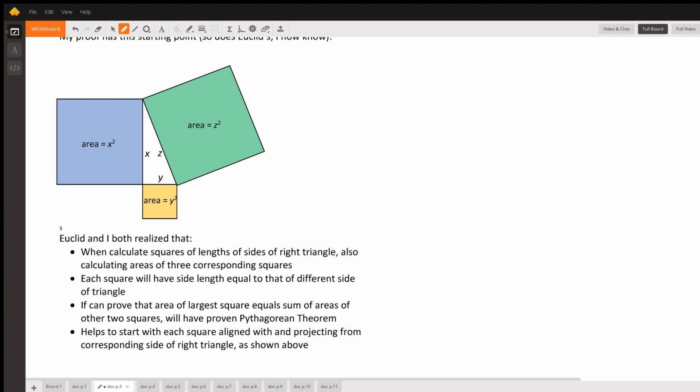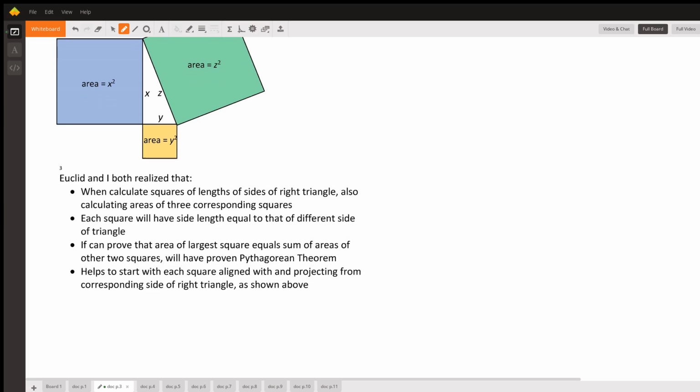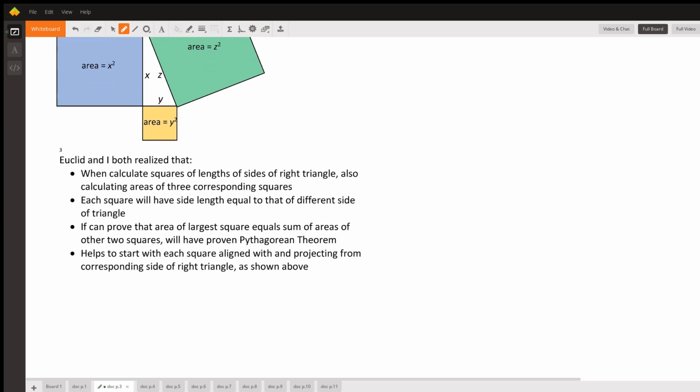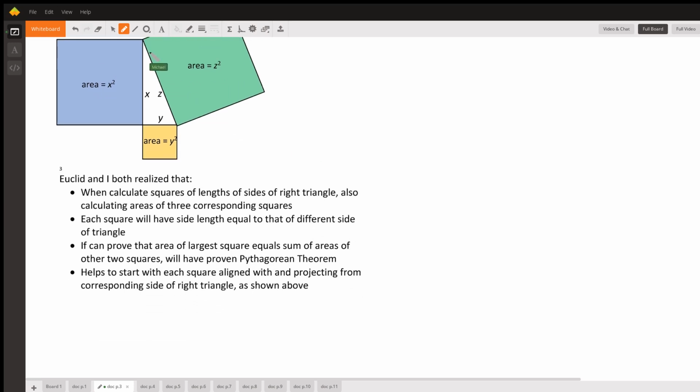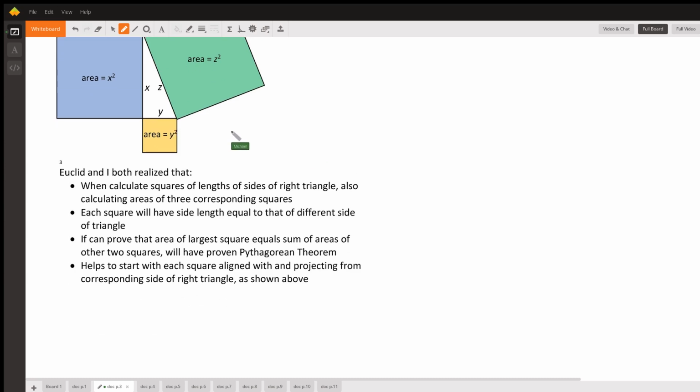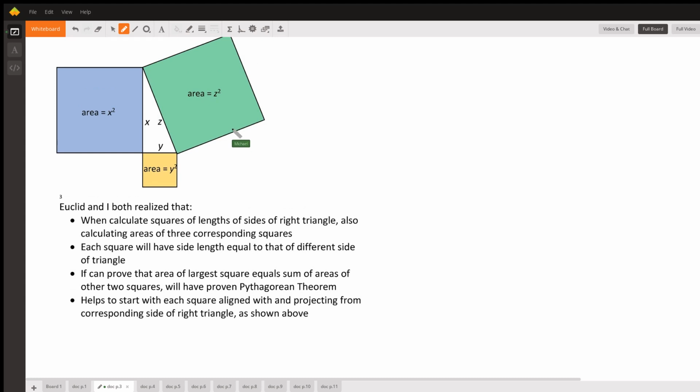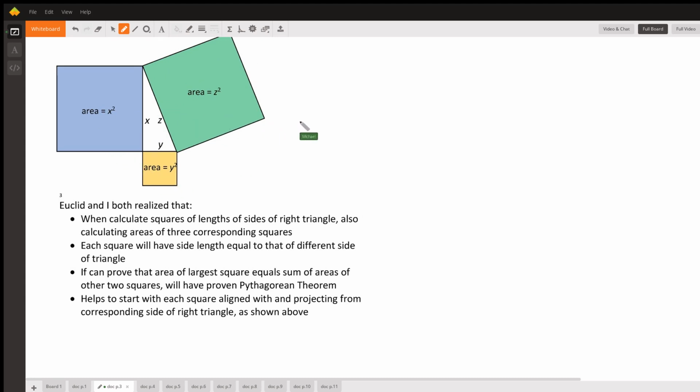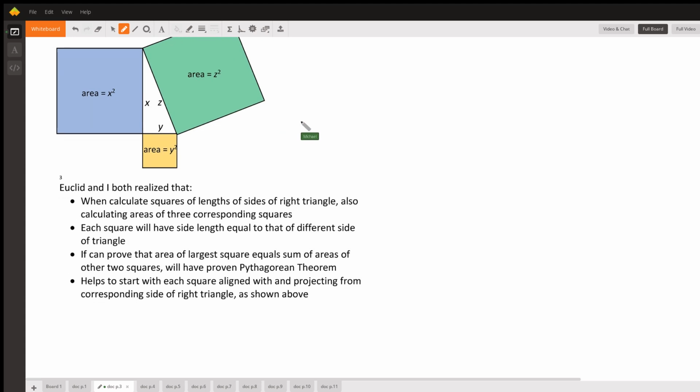So the basic idea here is that when you calculate squares of the lengths of the sides of the triangle, you're also calculating the areas of three corresponding squares. This one, this one, this one. So if you can prove that the sum of this area and that area equals that area, you'll have proved the Pythagorean theorem.